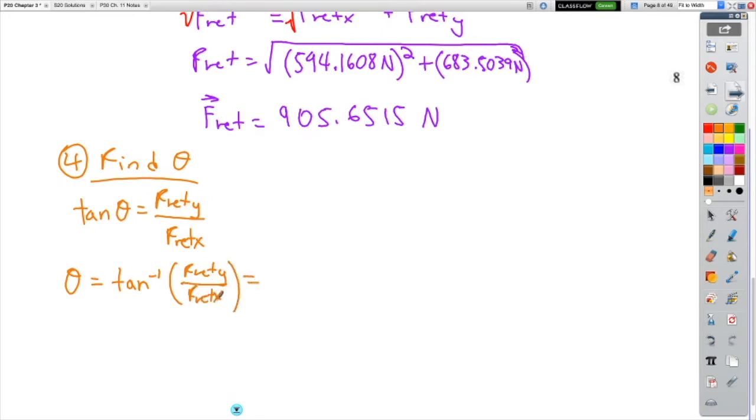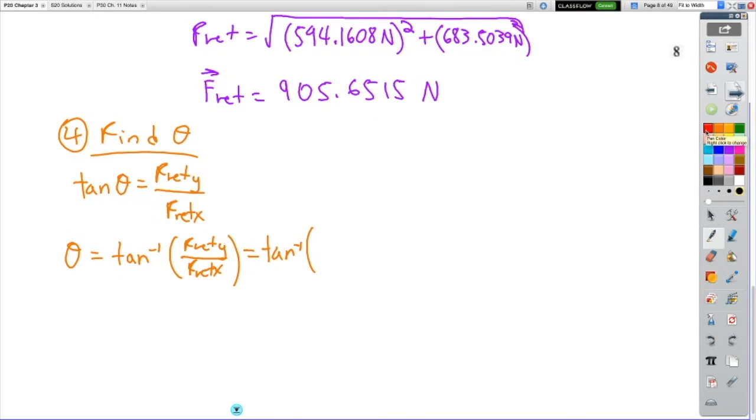which will be equal to the inverse tan of F net X was 590, whoops, 5. Okay, so the inverse tan of 594.1608 newtons over 683.5039 newtons. Okay, the newtons do cancel out, which is good because a trig ratio is a dimensionless thing, right?